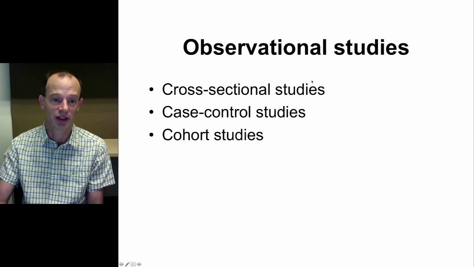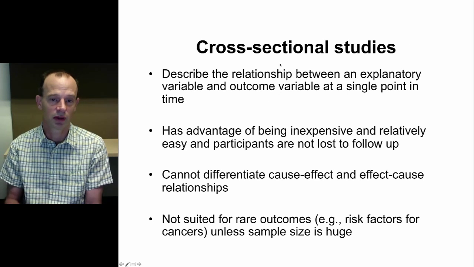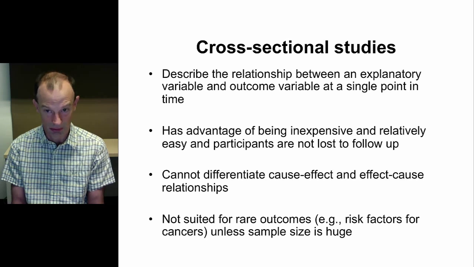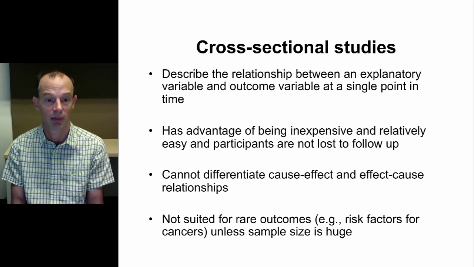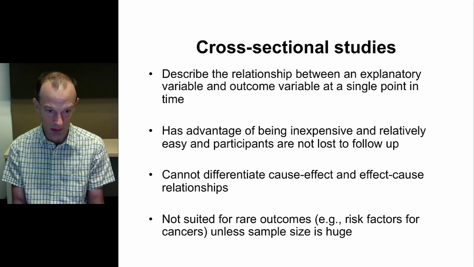Okay, so back to observational studies. Here are the three main types again, which I've described before. First of all, cross-sectional studies: these are studies that describe a relationship between an explanatory variable and an outcome variable at a single point in time. So these things are measured at the same time. It has the advantage of being inexpensive and relatively easy to implement. And of course, because you're only collecting data at one point, you don't lose participants to follow-up.